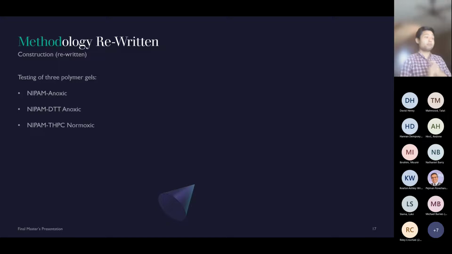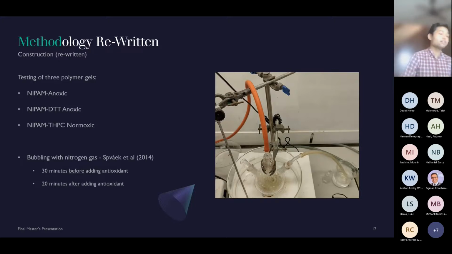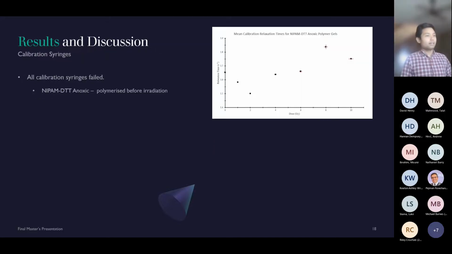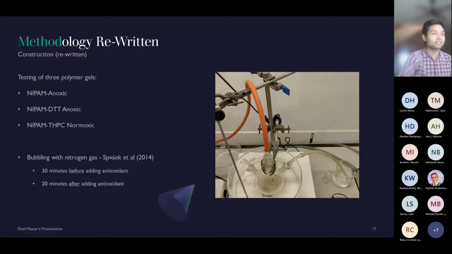So I did a test of 3 polymer gels: NIPAM anoxic, DDT anoxic, and THPC normoxic. The way I achieve anoxic conditions is just bubbling it with copious amounts of nitrogen, which is adapted from Spavek et al. So I bubbled it 30 minutes before adding the antioxidant and 20 minutes after adding the antioxidant. Anoxic means that oxygen is sort of eliminated, but not made in an oxygen-free environment. That's called hypoxic. As you can see, the nitrogen is coming in through the orange tube and then bubbling out through the clear tube.